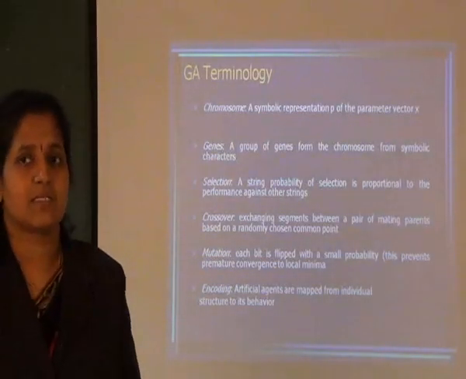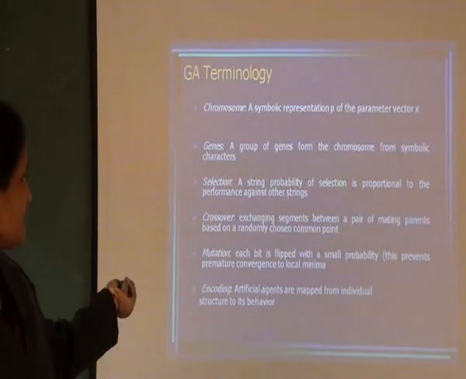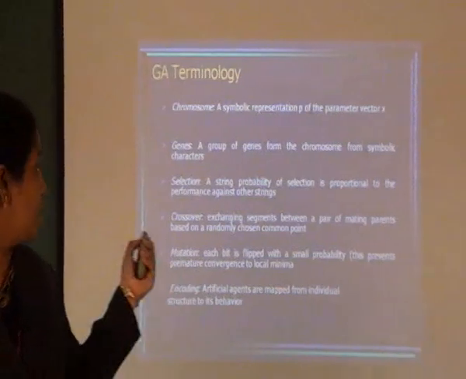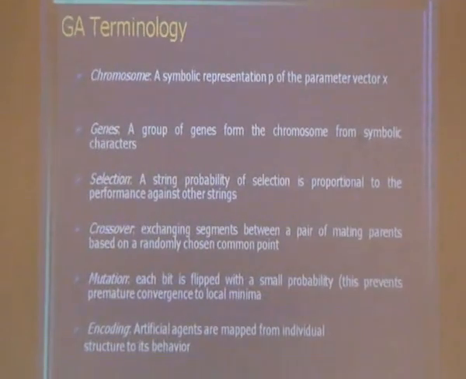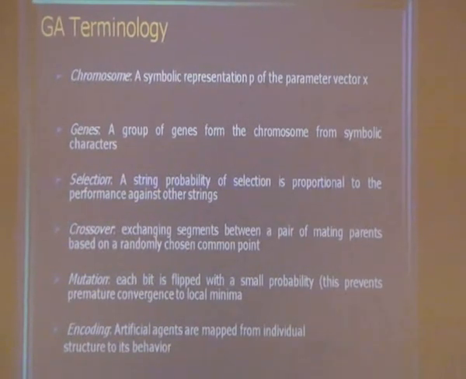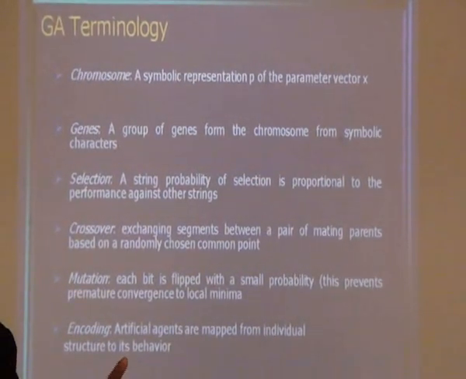So before getting into the applications, some of the terms are required. When you talk about genetic algorithm, it's a biological evolution process. It uses chromosomes. A chromosome is nothing but a symbolic representation of parameters. Each solution, suppose, what are the possible solutions?